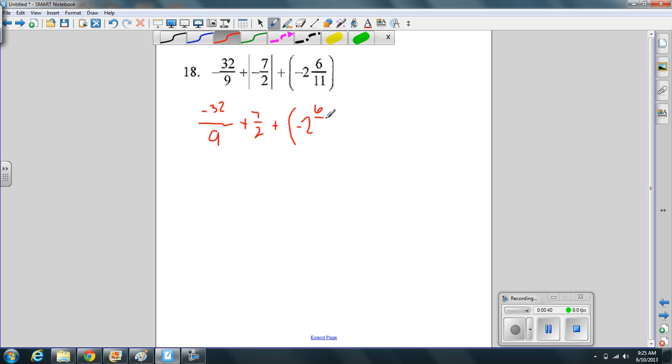So this is just a suggestion. You can solve this problem any way you wish. What I found to be easiest is to look at the two parts of the problem that are negative, this part here and this part here, and work with them first and get a solution, get a denominator, and then we can subtract the positive part of the problem off the negatives. So I'm going to take a look at the two negatives. I'm going to add them up.